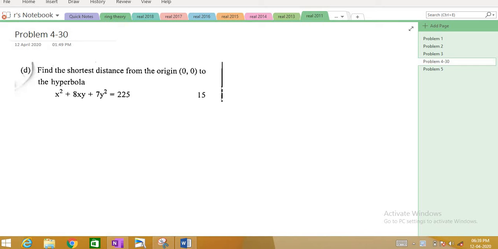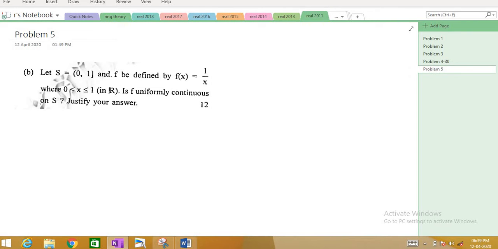Don't worry, I have placed 30 here just because that denotes the part of the video, because I'm confused about which part I'm taking now, so that's why I'm adding the part numbers also. So problem 4 and problem 5 I'm going to solve in this video, so please don't skip it.